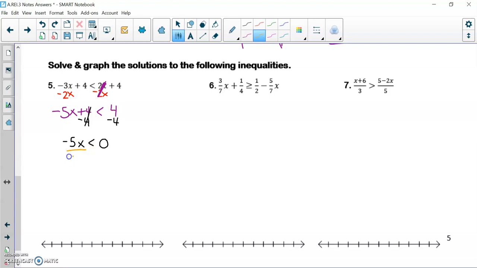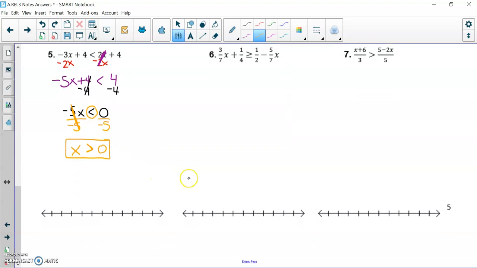Now I'm going to divide by a negative 5 on both sides, and now hopefully you can imagine why I wanted to go through the problem this way. Because when I divide by a negative number, we cannot forget to flip my inequality symbol. That rule still does apply. A 0 divided by a negative 1 is a 0. So my solution is x is greater than 0, and now we're going to graph that solution.